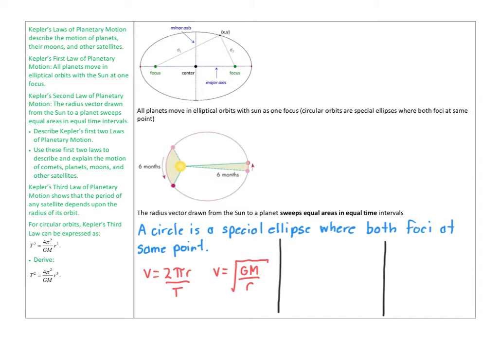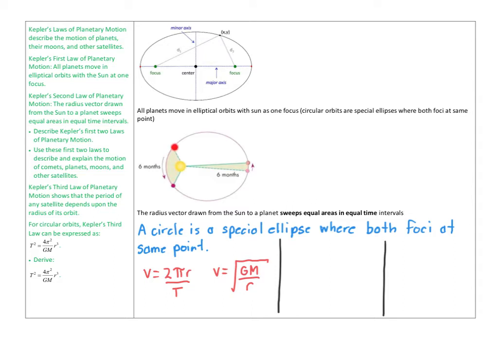The second law is the radius vector drawn by the sun to a planet sweeps equal areas in equal time. What does that mean? Well, if we've got this object here moving in an elliptical orbit, and we look at this area, it's not really a triangle, but sort of a triangle with an arc edge, it will be equal to the area of this arc shape out the other side if the time frame is equal.